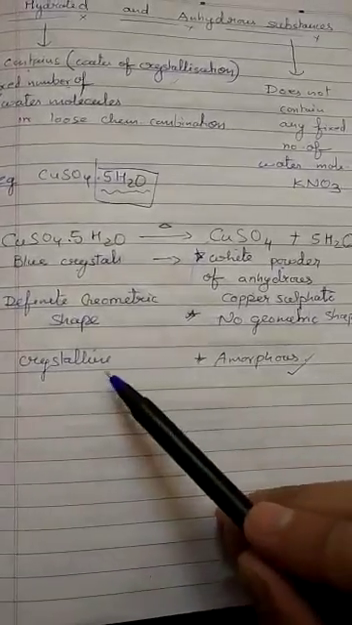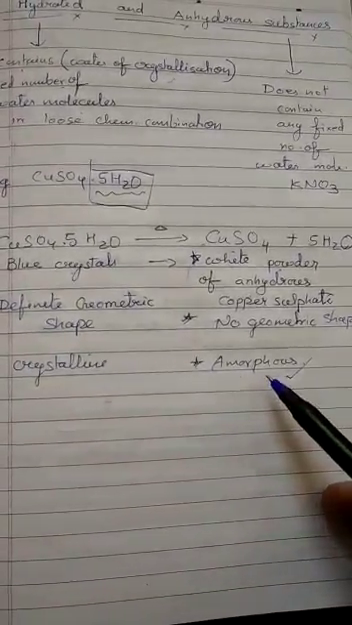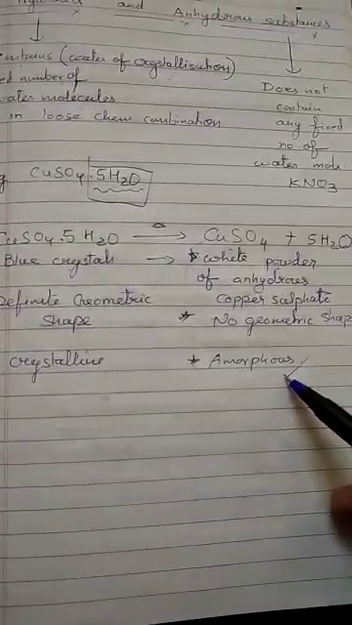For non-crystalline substances, the term amorphous solid is given.